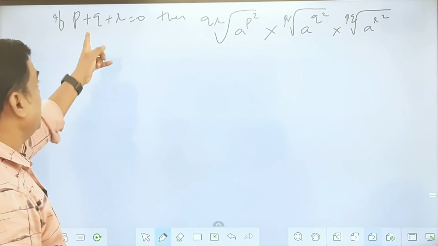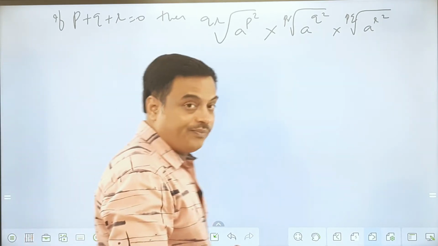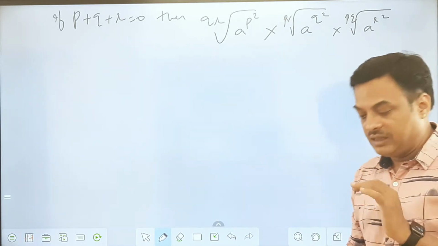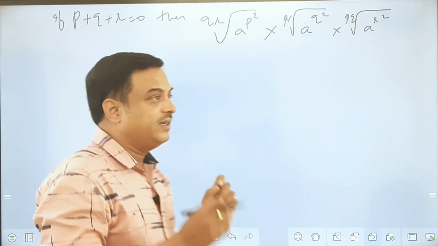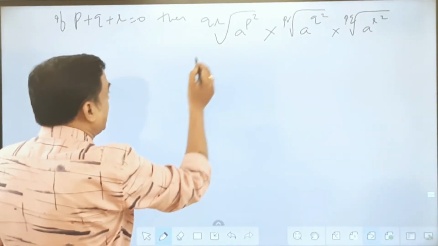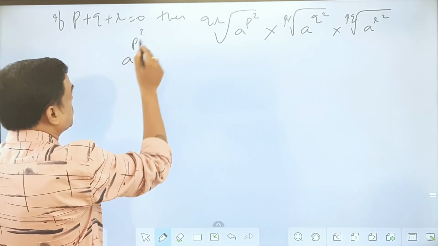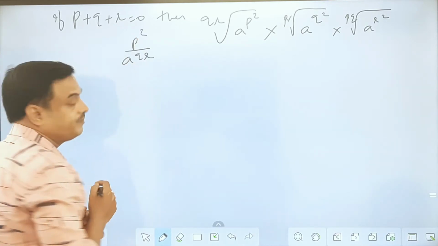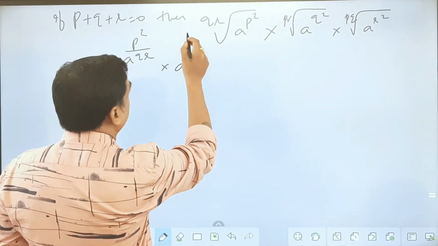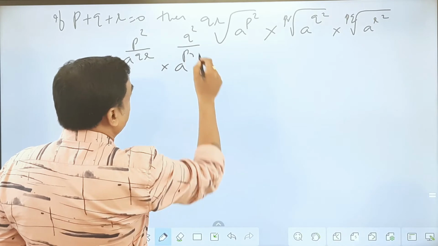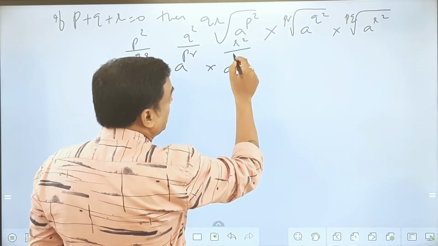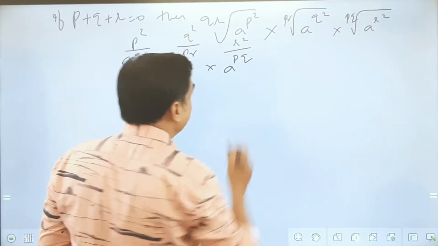Next one, given a condition p plus q plus r is equal to 0. I'll explain why this condition is given. Mostly this condition has a small significance. The examiner's expectation will be there from you. Okay. So can I rewrite this as a to the power of p square by qr, and the second one a to the power of q square by pr, and the third one a to the power of r square by pq is what you have here.